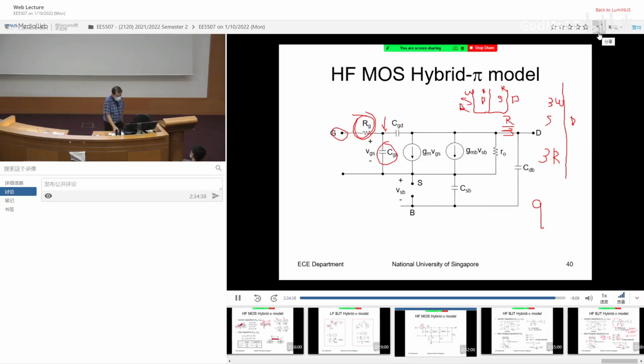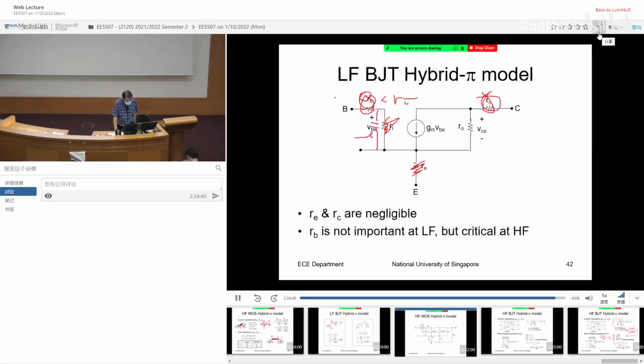So for BJT, actually the same thing. You can reduce the base resistance by using parallel. So don't use a big area, a very long emitter. So try to chop the emitter into multiple things in parallel to make the base resistance smaller.